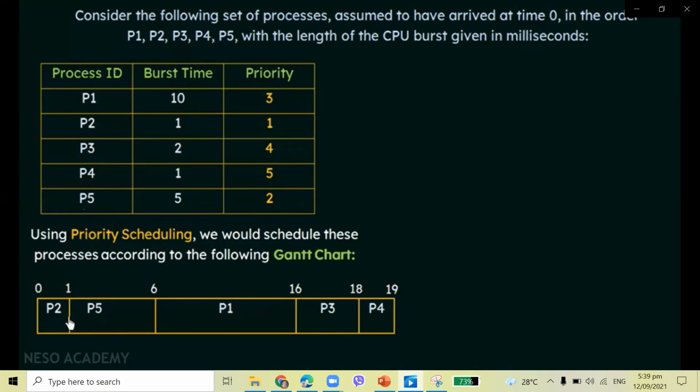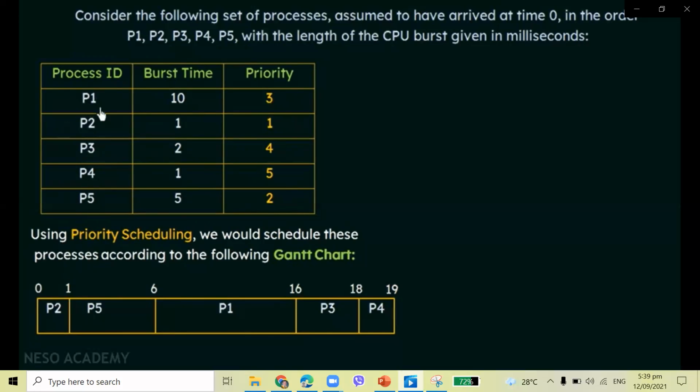P5 will get the CPU after P2 completes its execution. And how long will P5 execute? It will execute for 5 milliseconds, so from 1 to 6 milliseconds. 1 plus 5 is 6. So up to the 6th millisecond, P5 takes the CPU and does its execution. Now after P5, what is the next process having the highest priority? It is P1. P1 has a priority of 3, which comes just after priority 2.